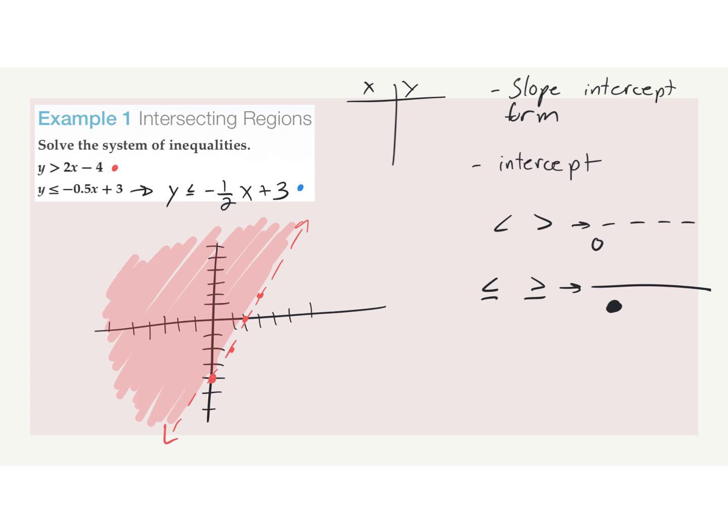I'm going to start at +3. Then we have a slope of -0.5, so I'm going to go down 1 and 2 to the right, down 1 and 2 to the right, down 1 and 2 to the right. And then this is going to be a solid line. Now, how do I know which way to shade? Well, this is telling me that y is less than or equal to, so we go down from the y-intercept, and we would shade below that line.